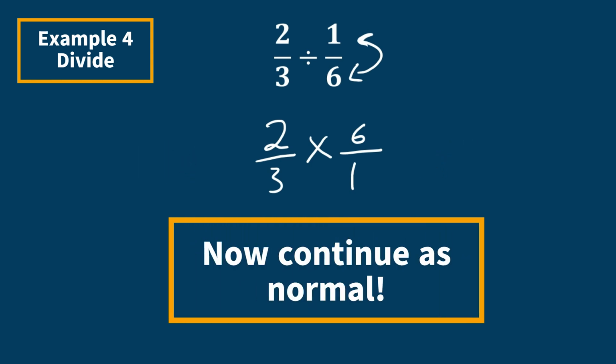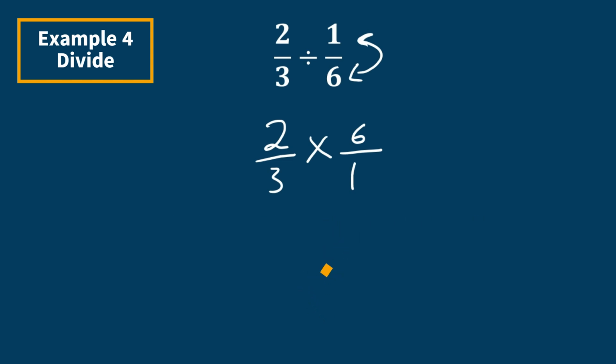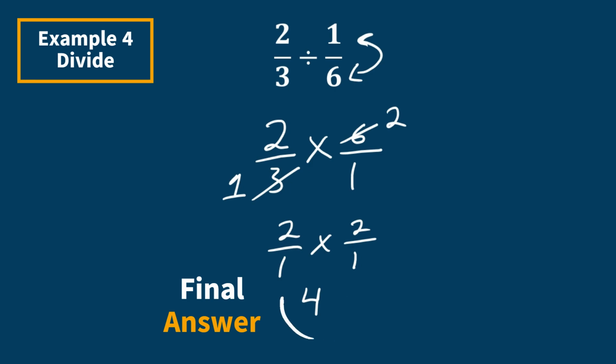So we try to simplify. We look at the first diagonal, the 2 and the 1, and we can't simplify anything there. So we look at the second one, and we see that 3 can be factored out of 3 and 6, as shown. And now all we do is multiply. So we'll have 2 over 1 times 2 over 1, and that is going to give us 4. And that will be our final answer.